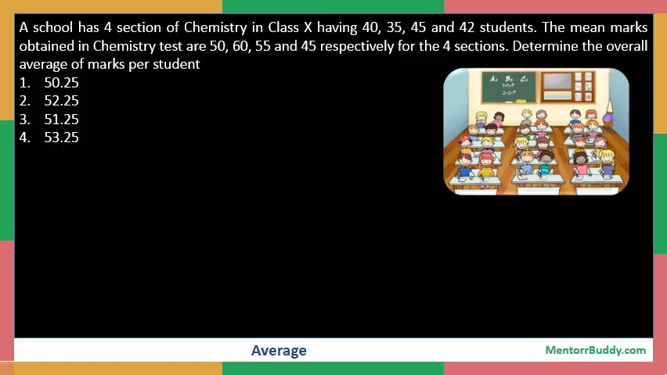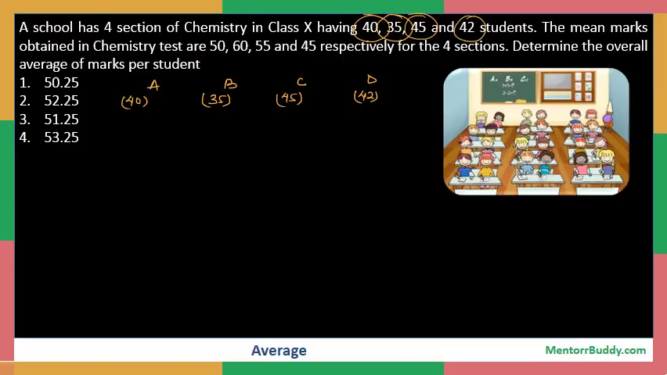First of all, we have been given that there are four sections. Let us assume that there are four sections A, B, C and D. In section A, there are 40 students. So I'll just put 40 students in front of it. In B, there are 35 students. In C, there are 45 students. And in D, we have 42 students.